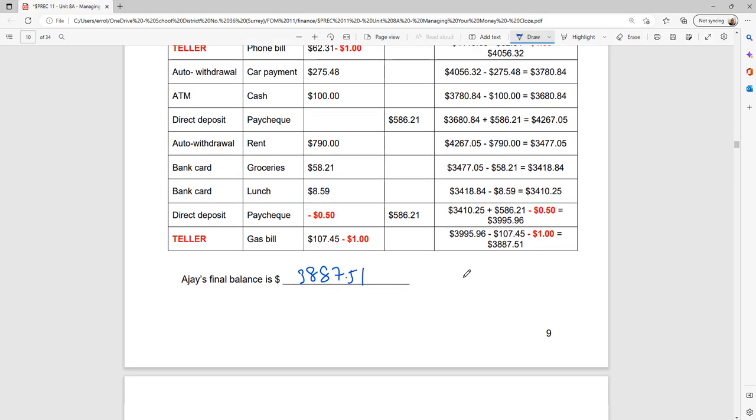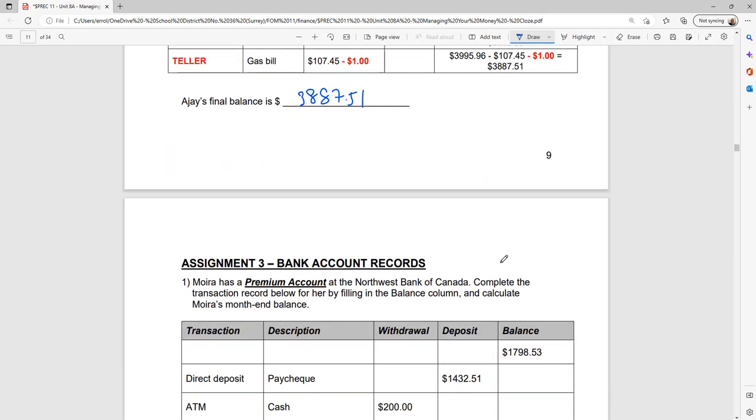All right. So here is assignment number 3, and hopefully you can do this. I will give you the answer key for this momentarily.